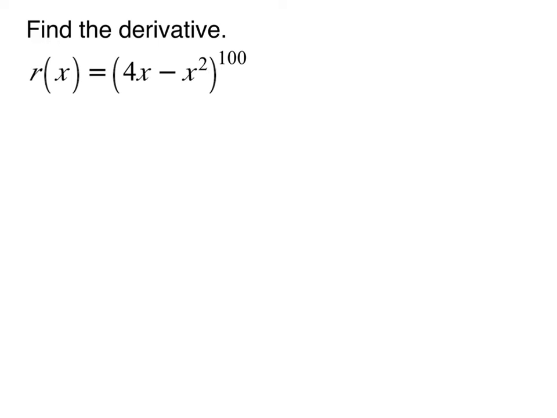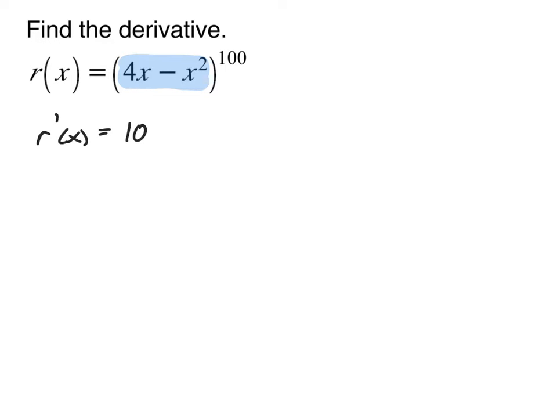Can you imagine trying to do this problem without chain rule? I mean, it's possible. You could actually multiply that thing out 100 times, but boy, would that be a pain. So fortunately, we can use chain rule because we have our inner function here. And so I'm going to go straight to r prime. So r prime of x is going to equal, and we're just going to use power rule on that outer function. That's the something to the power of 100.